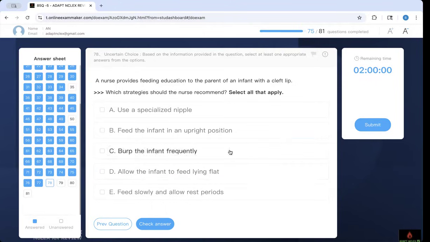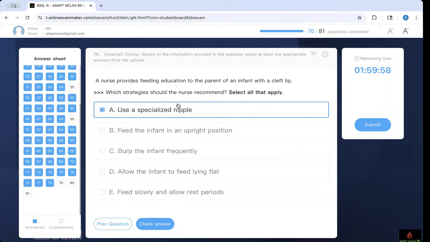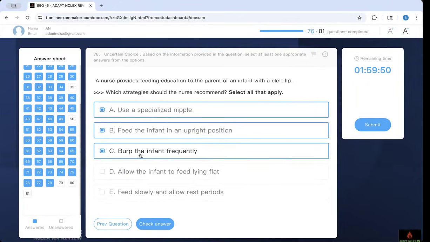What is the problem? They need a specialized nipple because of the gap. You need to feed them upright, otherwise they are going to choke. You need to burp them more frequently. They should not lay down, and feed them slowly.